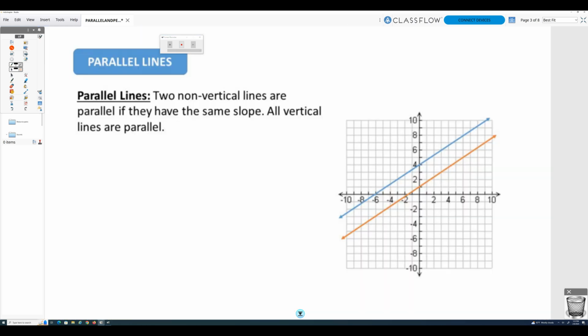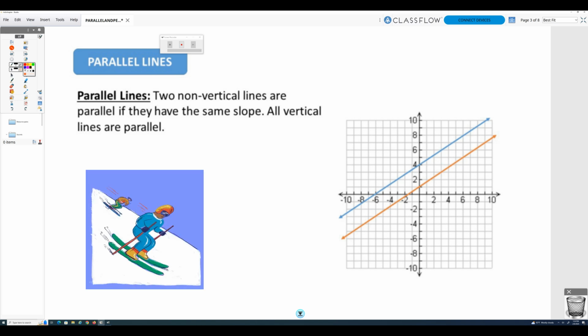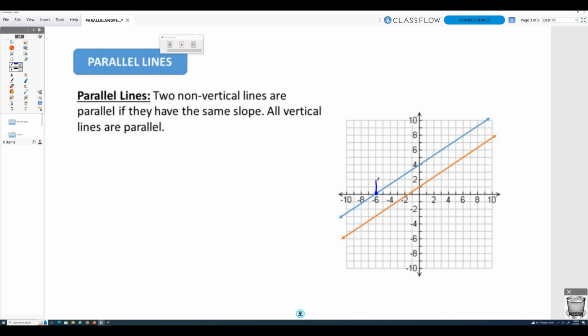Parallel lines are two non-vertical lines that extend forever and never touch each other, keeping the same distance apart. Let's take a look at the slope of these two lines. Use the slope m equals the rise over the run, vertical shift over horizontal shift. For the blue line, for every 2 units up, the line moves 3 units to the right. The slope is 2/3.